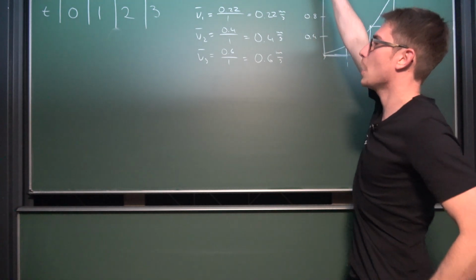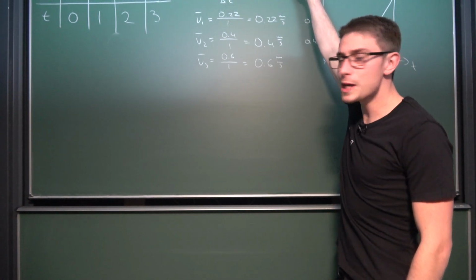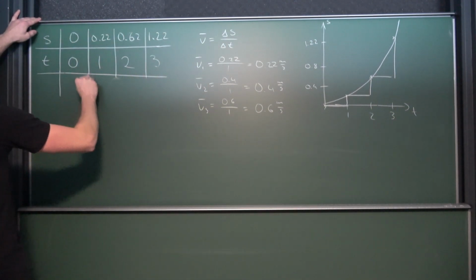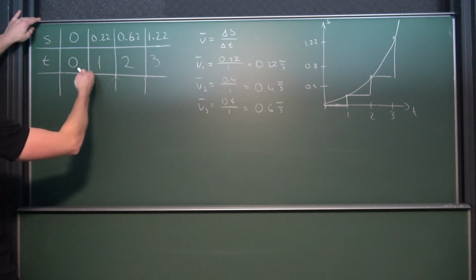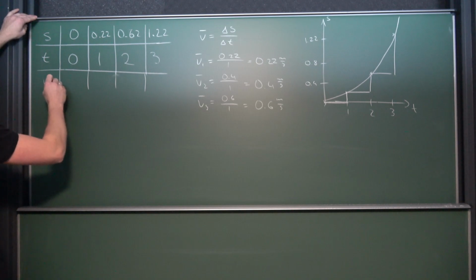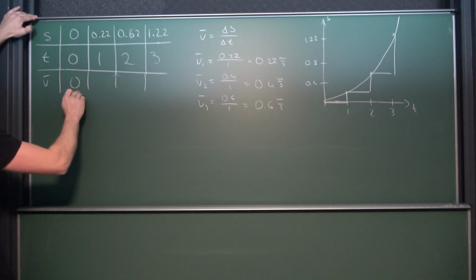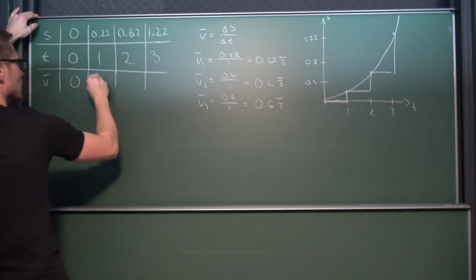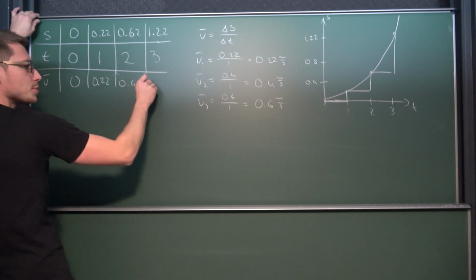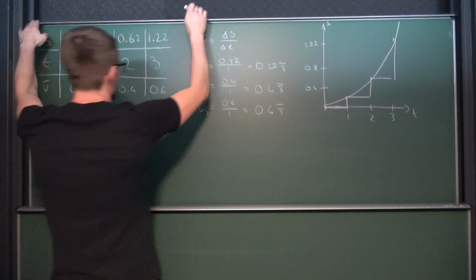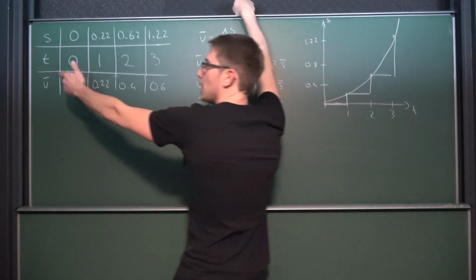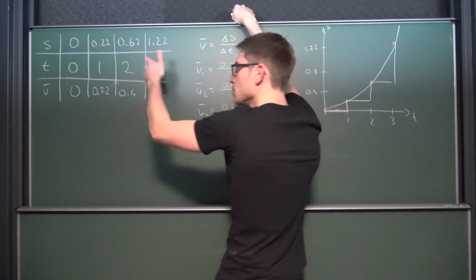So these right here are our velocities, meaning we can expand our table that we got here and see what the velocity is at each point in time. So the average velocity here is going to be 0 at the start. After 1 second, we get 0.22. After 2 seconds, we got 0.4 meters per second, and 0.6 meters per second after 3 seconds. And now we got a new table. And with a new table, what can we do?